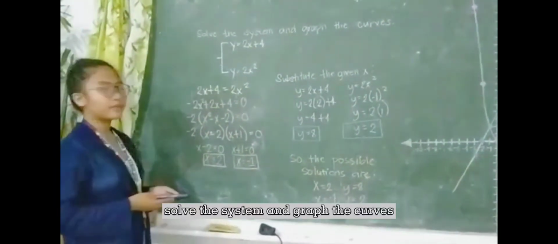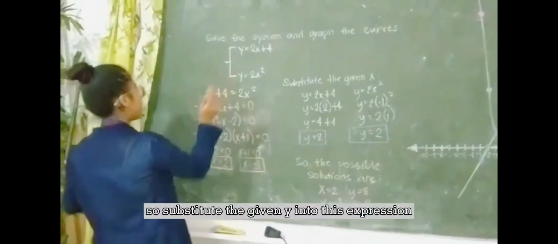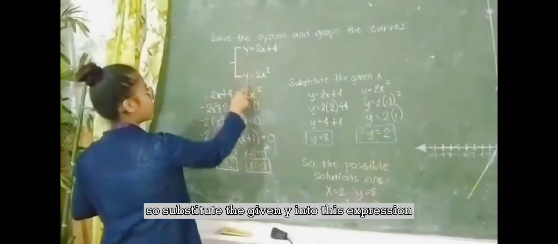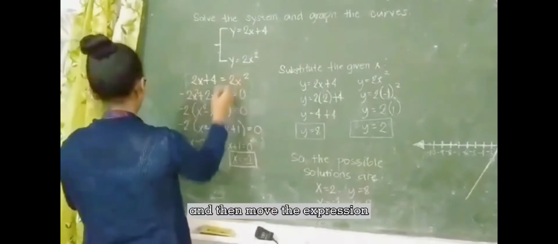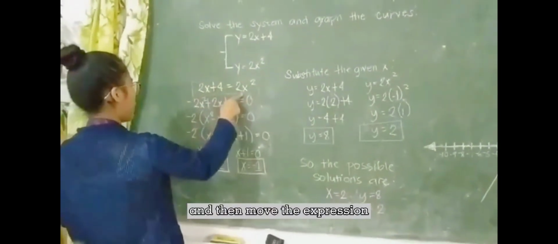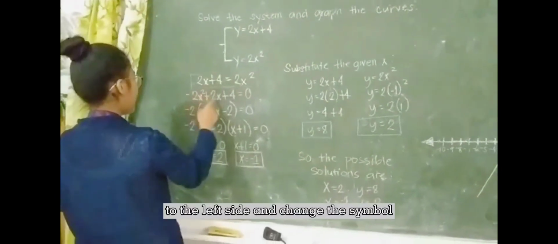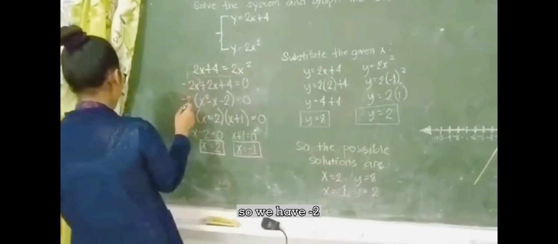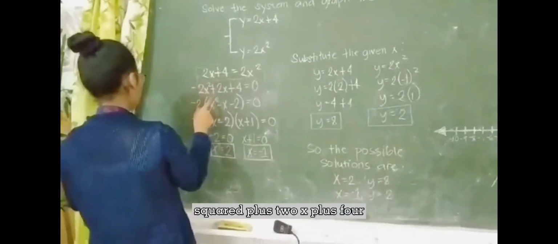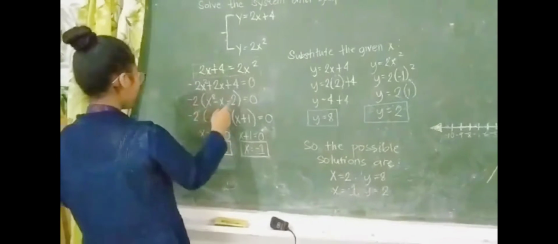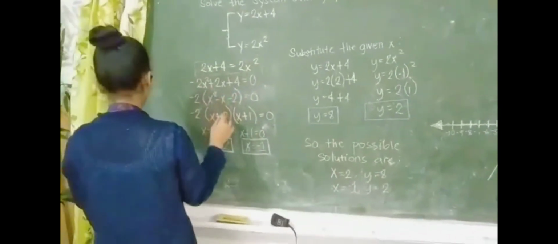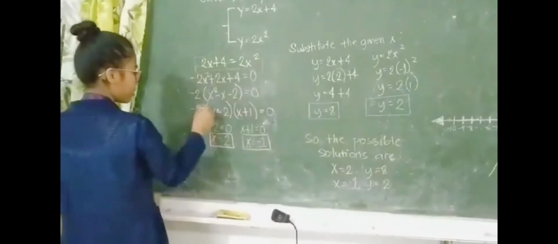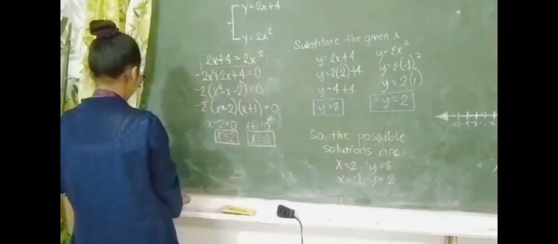Solve the system and graph the curves. So substitute the given y into this expression. So we came up with this equation. And then move the expression to the left side and change the symbol. So we have -2x squared plus 2x plus 4 equals 0. So expand the expression, and so we came up like this.